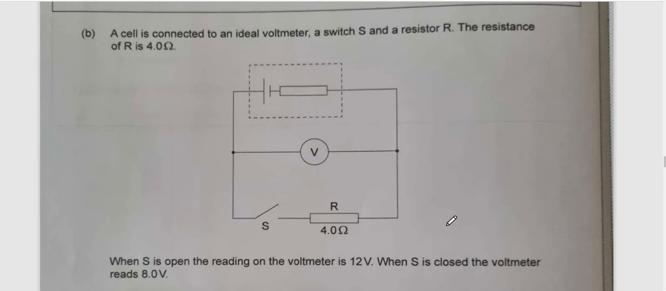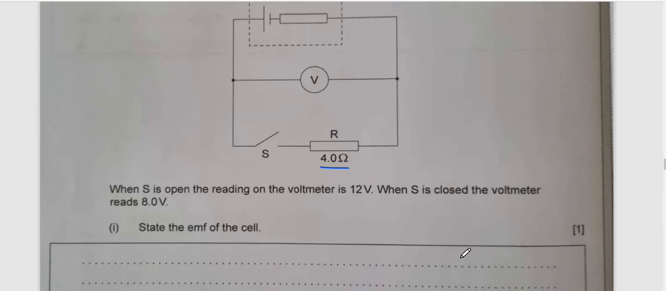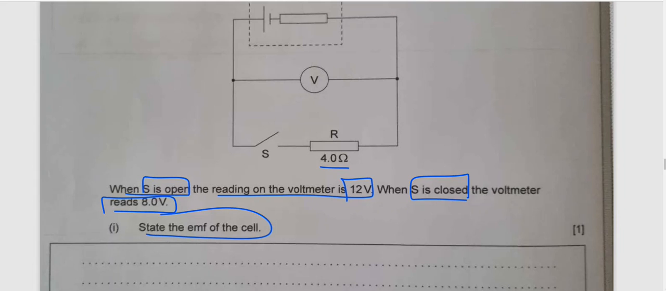You have a cell connected to an ideal voltmeter, a switch S, and a resistor R. The resistance of R is 4 ohm. The question here: when S is open, the reading on the voltmeter is 12 volt, and when S is closed, the voltmeter reads 8 volt. When S is open, the reading is 12, which means the electromotive force of the cell will be 12 volt.